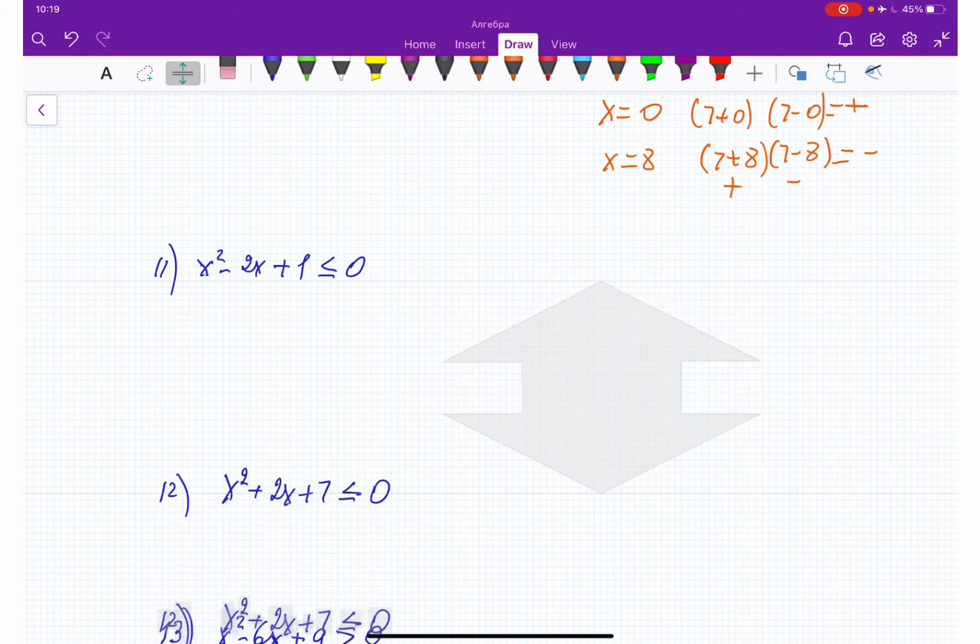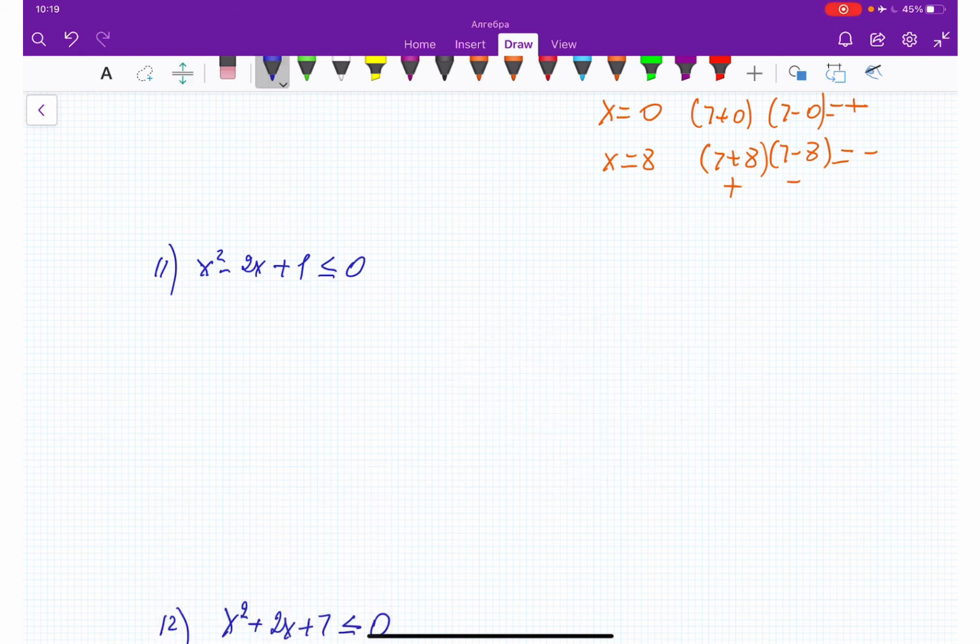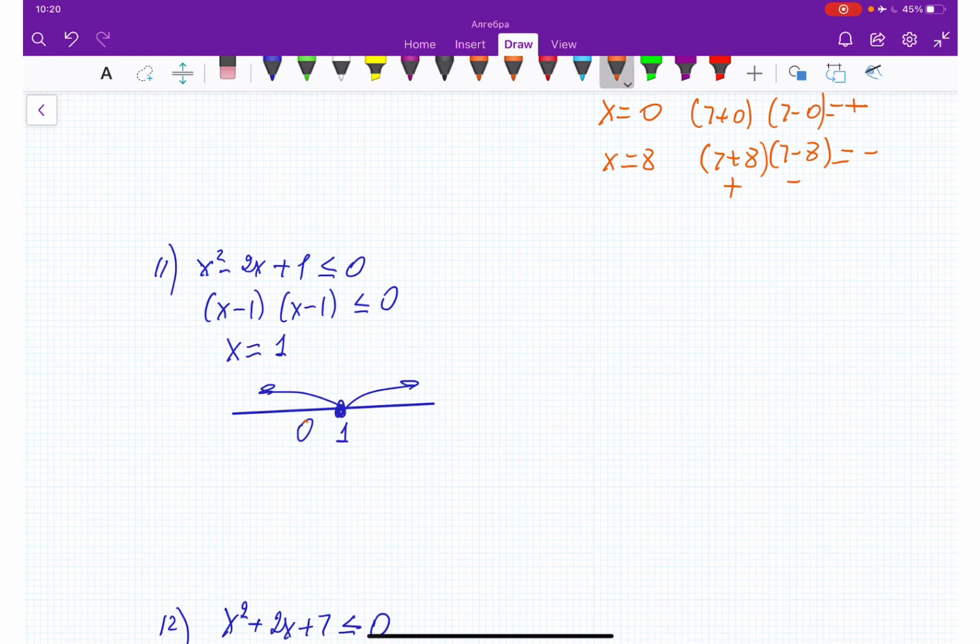So x squared minus 2x plus 1. Let me see if I can break it down. Yes. x minus 1, x minus 1, less than or equal to 0. So the solution is x is equal to +1, right? Okay, so we have here only one solution. And 1 is going to be a solid circle. So we're going to look either this way or this way. Less than 1, I'll take 0. More than 1, I'll take 2.